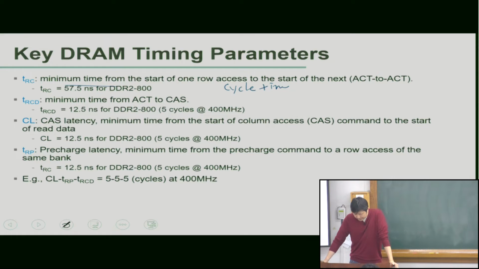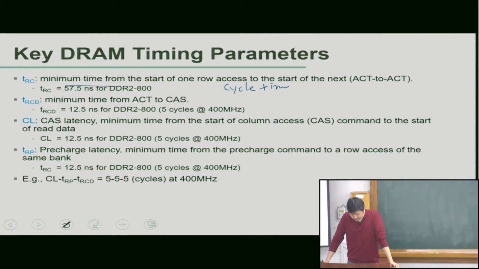This is called TRCD. So that's basically the minimum elapsed time required after you provide an activation command to provide a new column access command. So that's the minimum time required between the two.